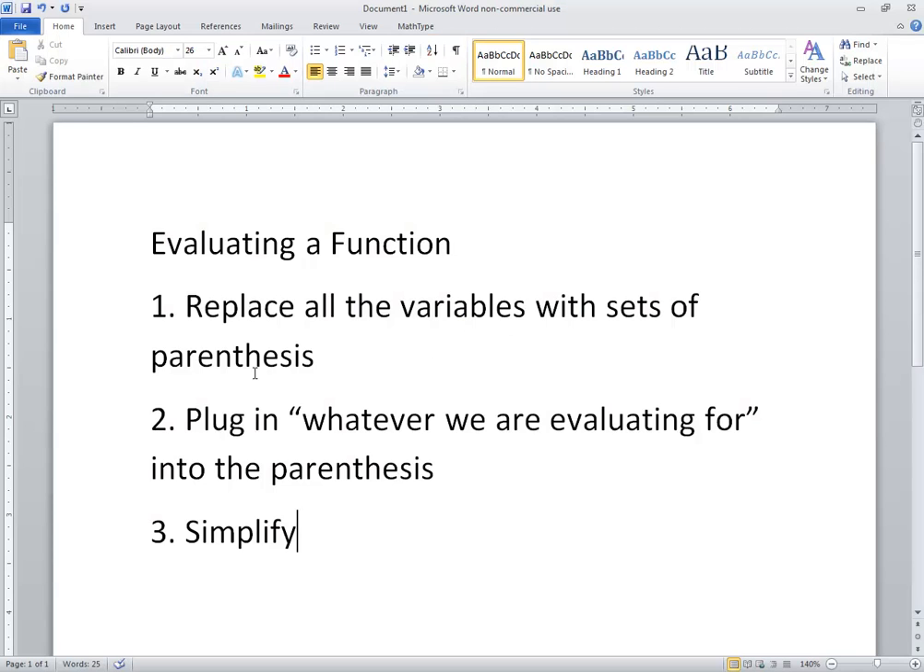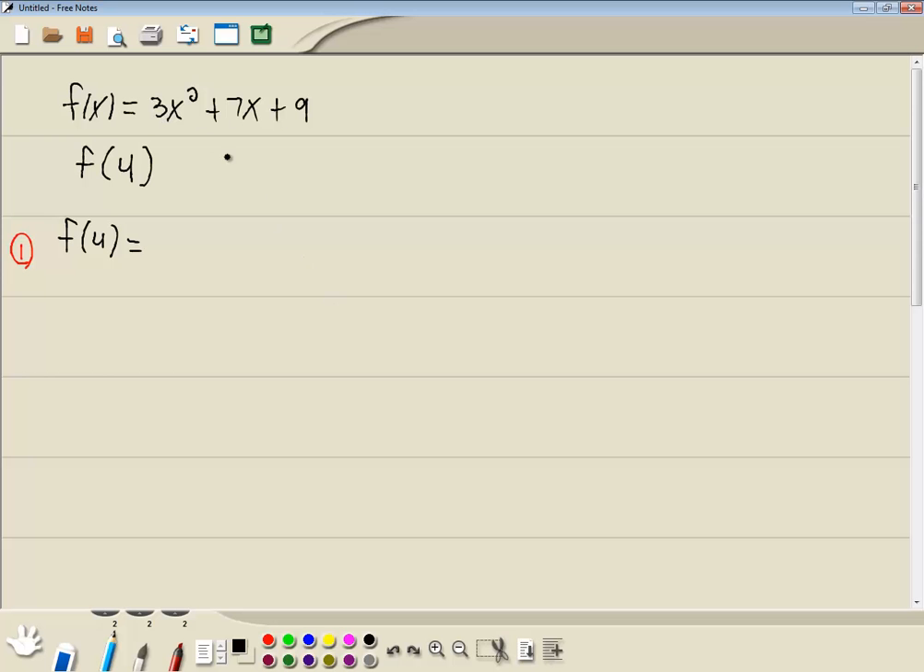Says replace all the variables with sets of parentheses. So I'm going to go through and I'm going to have 3 times parentheses squared plus 7 times parentheses plus 9. Now everything else in your problem remains exactly as is. The 3, the squared, the 7, the 9. Only thing I did is I went through and replaced all my variables with sets of parentheses. Whatever's inside the parentheses right here is what we're evaluating for.